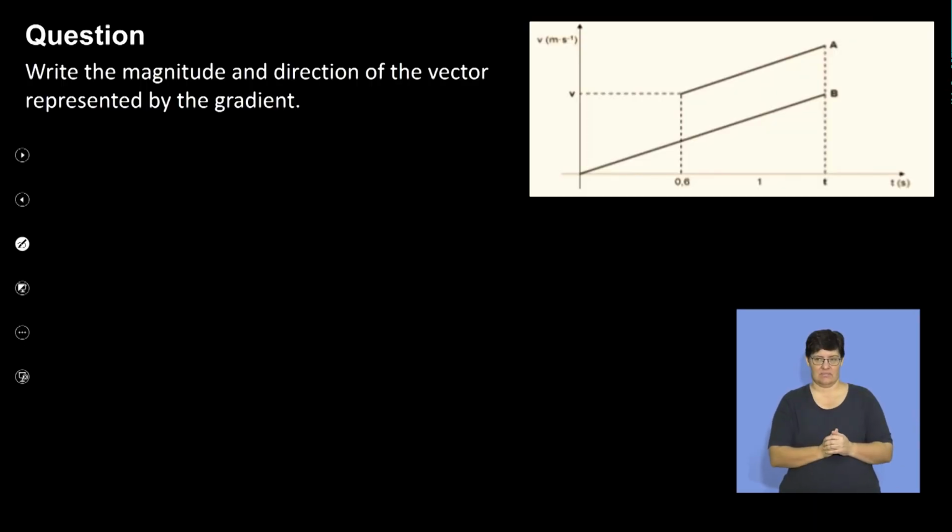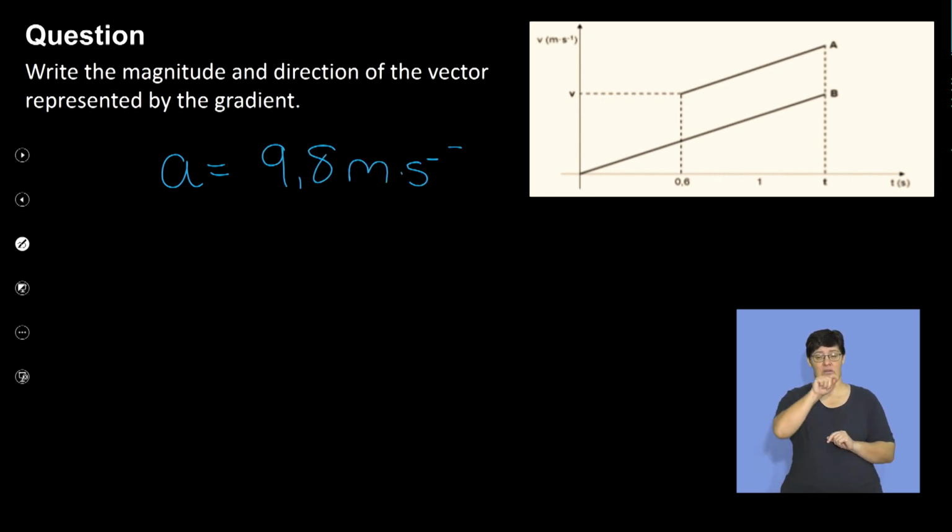Okay? They want the magnitude and direction of the vector represented by the gradient. Well, it's 9.8 meters per second squared, down. It's acceleration.